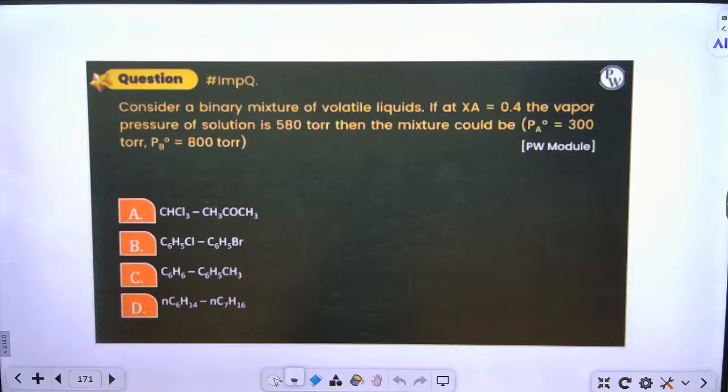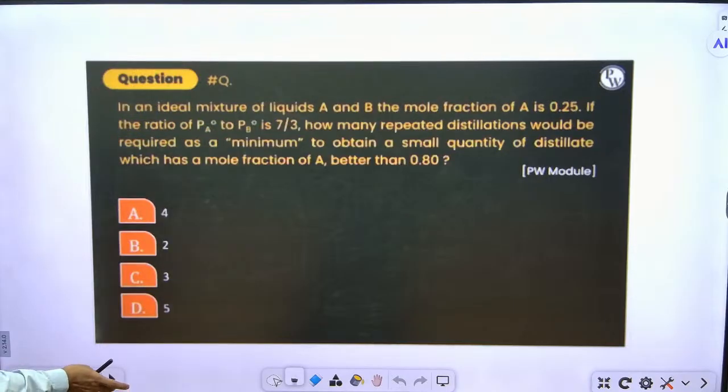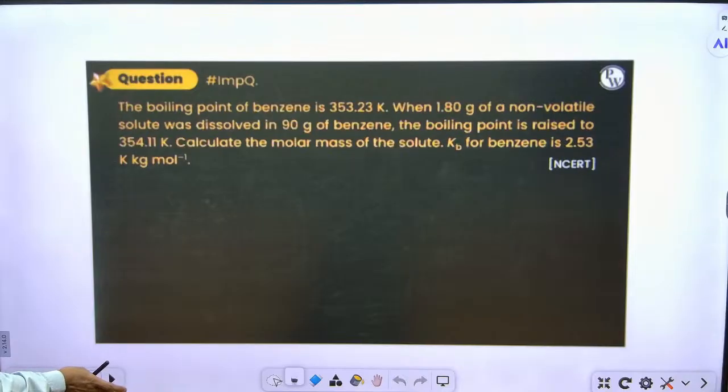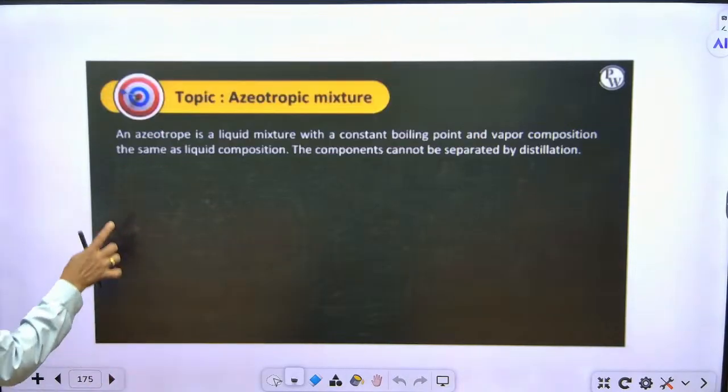Now consider a binary solution of volatile liquids, XA 0.4, vapor pressure given, YA 580 torr. Tell me what this mixture could be. So we have to find out what type of deviation it is. See, let us look at azeotropic mixture. Now see, what is an azeotropic mixture?